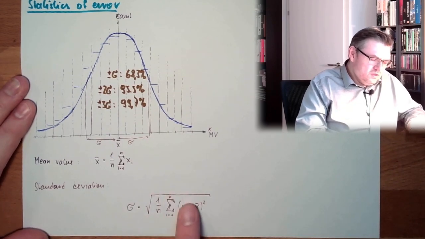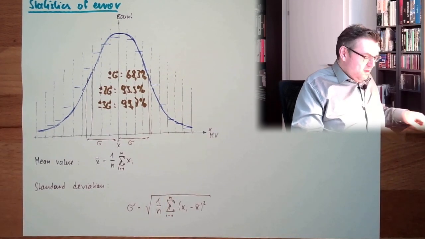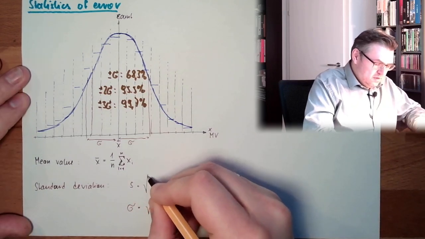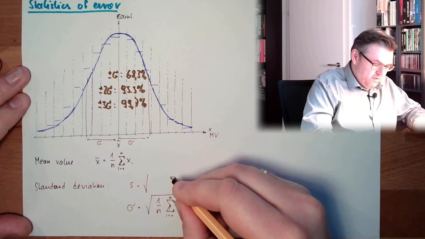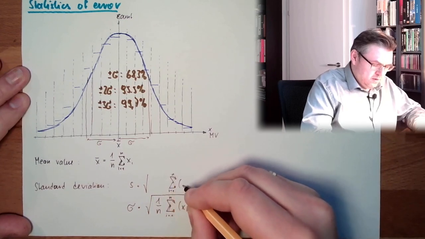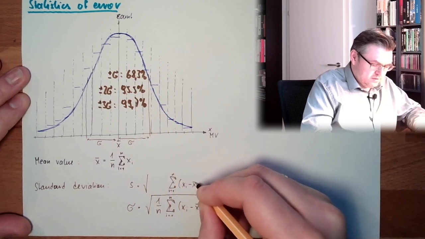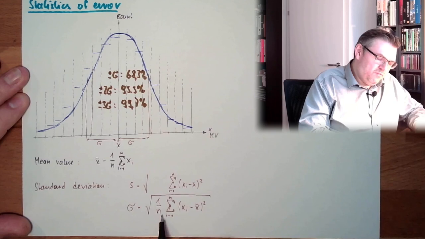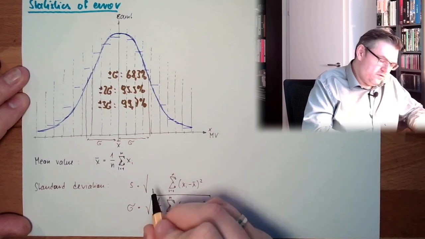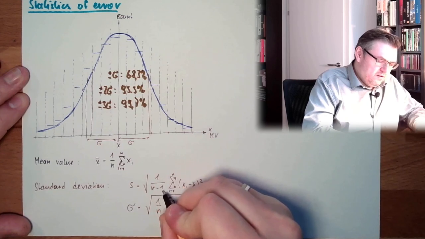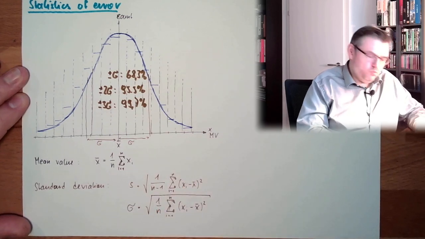Then I have to use a different formula. Then I have to use this S equals the square root of the sum from i equals 1 to n of x_i minus x-bar squared, where x-bar is the mean average value. Everything is the same. And since I'm not sure if this average value is correct, I do a correction. I'm not dividing by n, but by n minus 1.